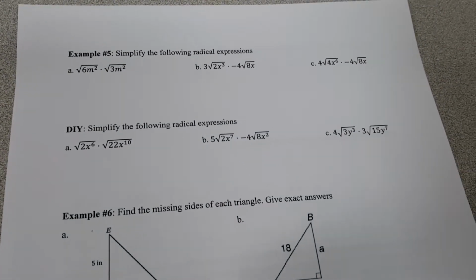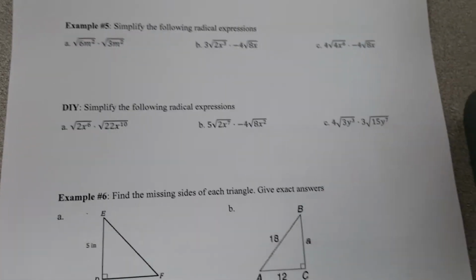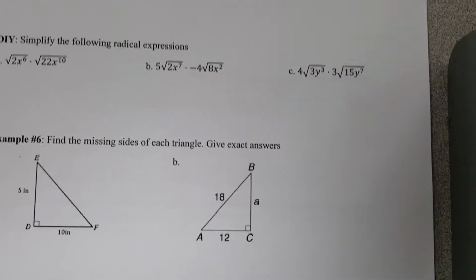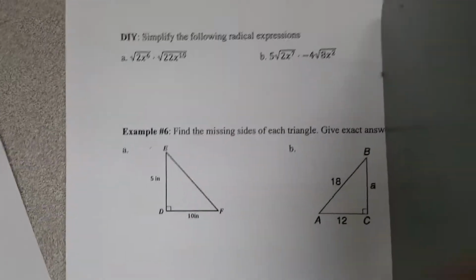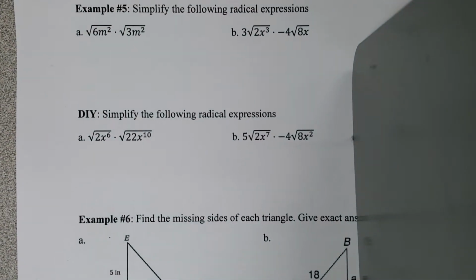Okay, so we are going to continue with the packet today. So now we're going to continue where we left off, which is example 5. So what we're doing here is we are multiplying radicals with numbers and variables.